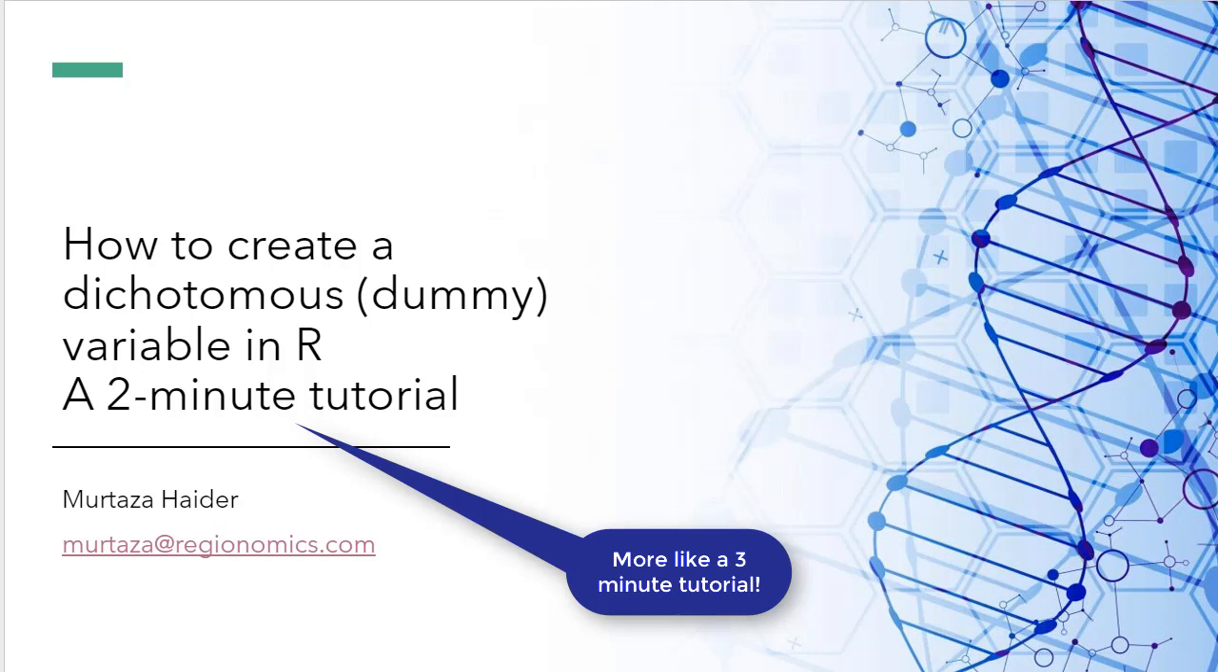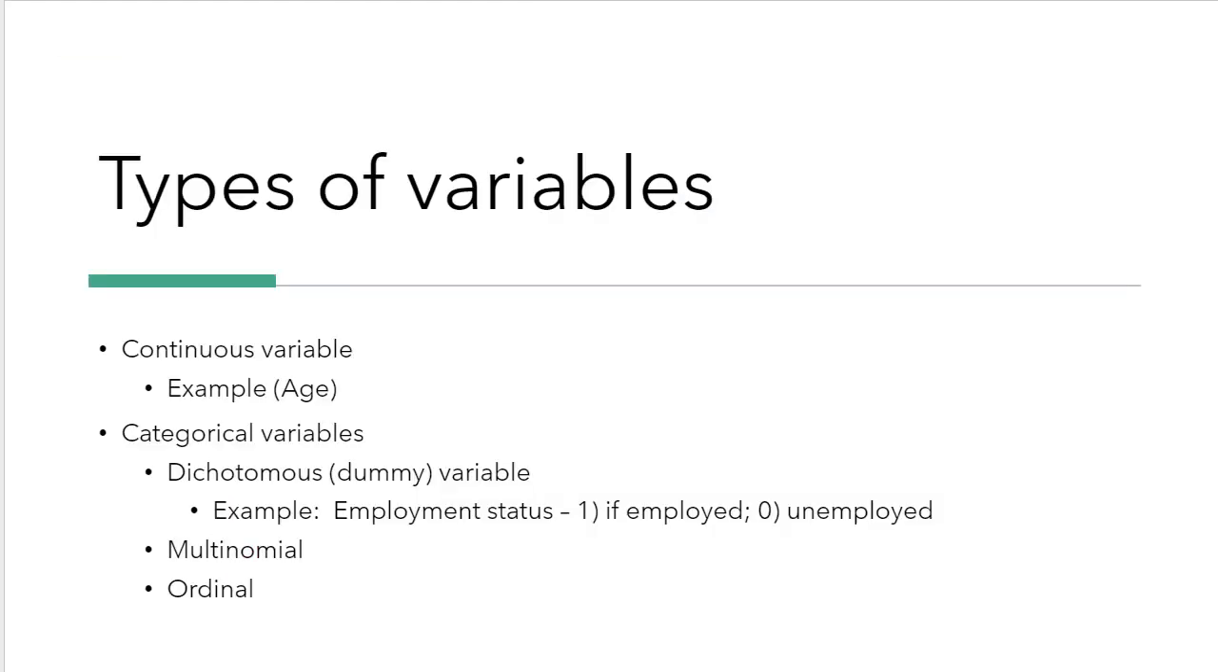This brief video explains how to create a dichotomous or a dummy variable in R. As you know, there are two main types of variables, continuous variables and categorical variables. A continuous variable would be like age, where age could take any value, and a categorical variable could be dichotomous, multinomial, or ordinal.